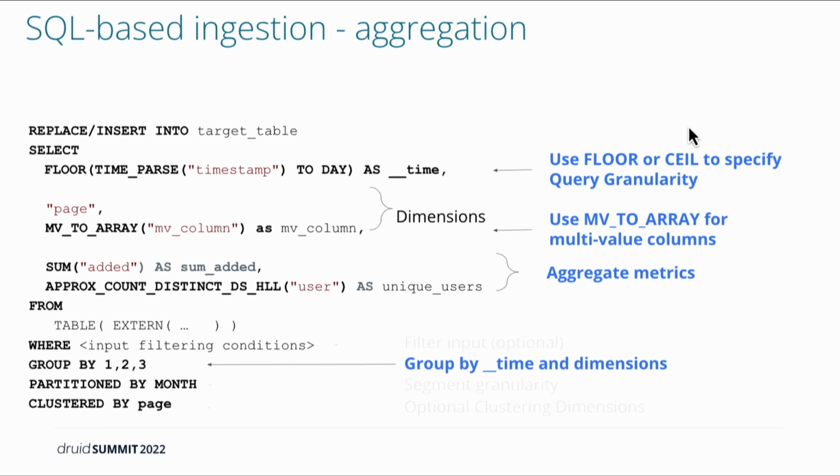Then you specify the list of dimensions from the input fields. If you have any multi-value columns, you'll need to surround them in MV_TO_ARRAY such that the values are kept as a single list of values and not unnested into individual values within the column. Then you specify the aggregate metrics. So the traditional ones, sum, min, max kind of aggregations, or one of the approximations that Druid supports can also be used here. When you're doing aggregation, you'll need to specify a group by. The group by must be on the time dimension and all of the dimensions that you have in your query. And you could also use partition by and cluster by the same way you would use in the non-aggregate version.